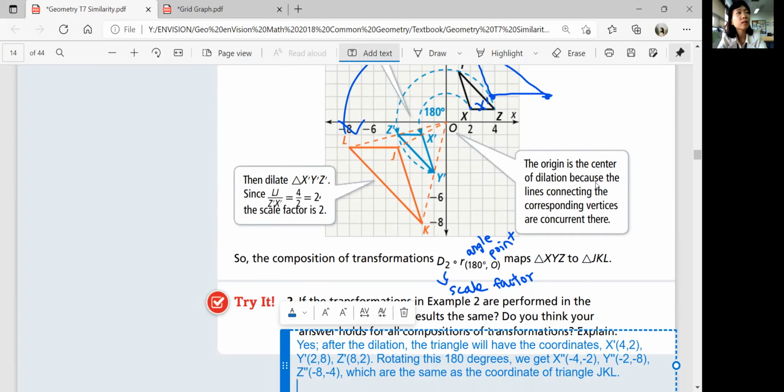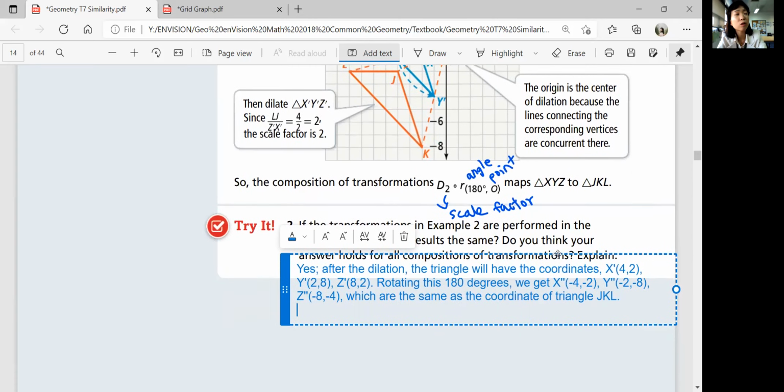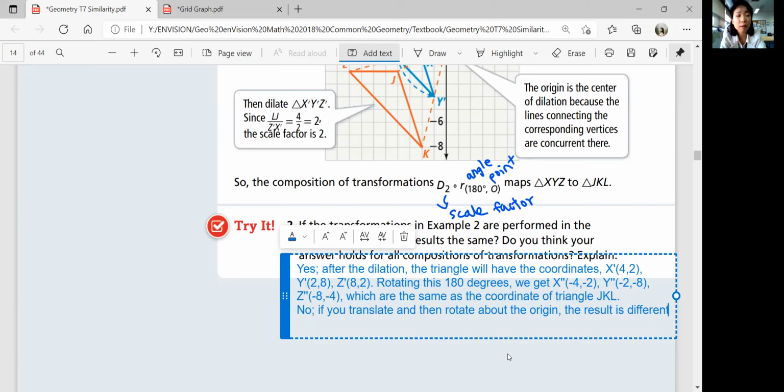Okay, and does this answer hold? Does changing the order preserve the results? Is it always going to be the same results if you change the order of the transformation? No. If you translate and then rotate about the origin, the result is different.